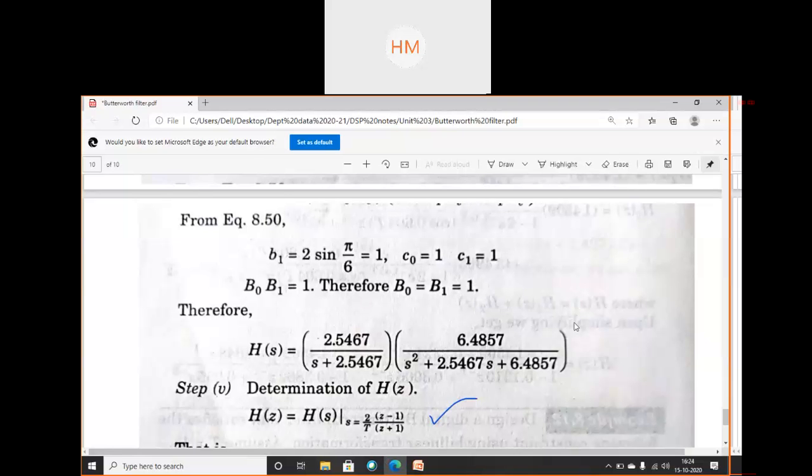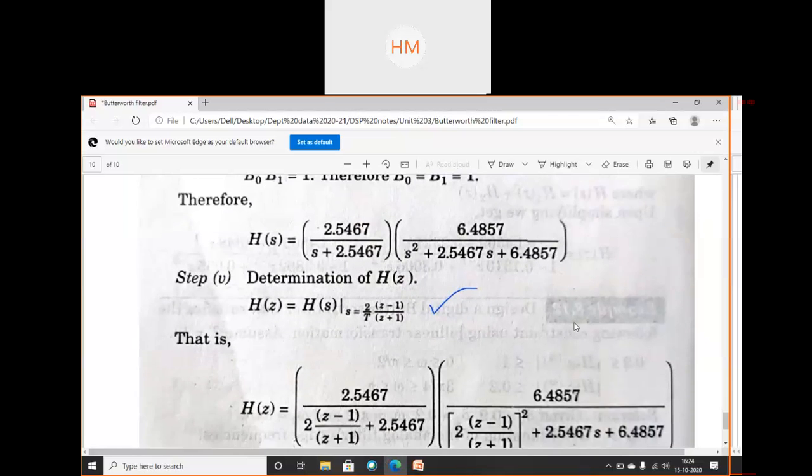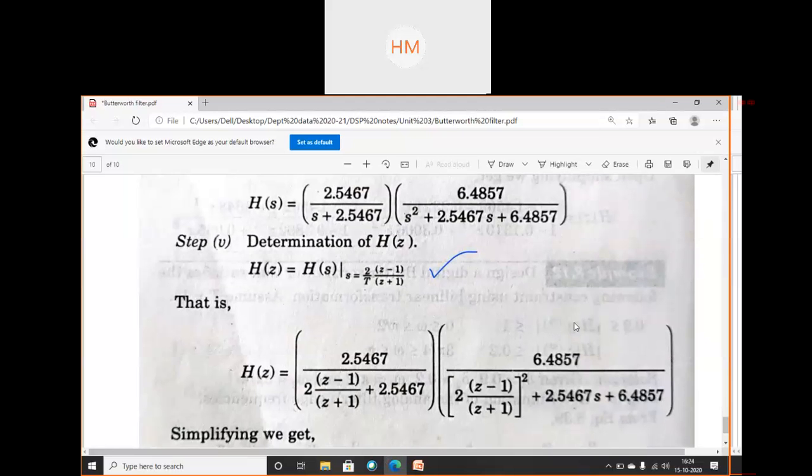Yes, students, finish writing down the next equation in your copy. In this way, you have to replace S by this equation. And see, T you can replace, it's given in the question, T is equal to 1 second. So it becomes very easy over here, 2 by 1. So here we have just written 2 times (Z minus 1) upon (Z plus 1).